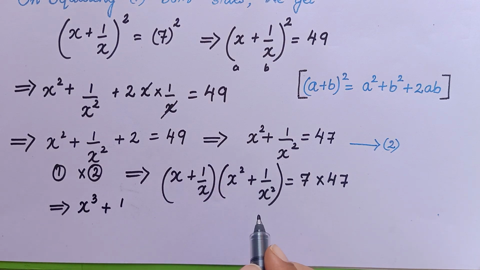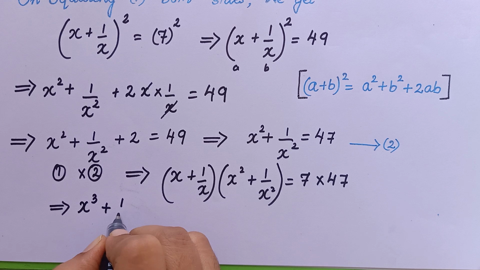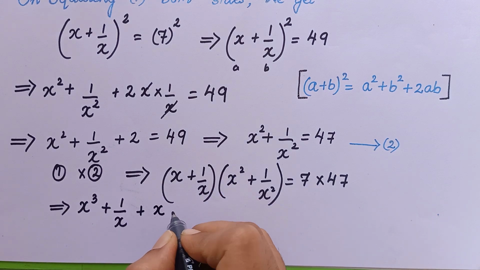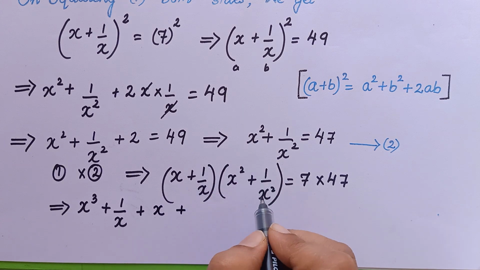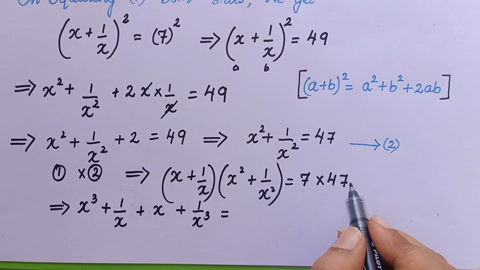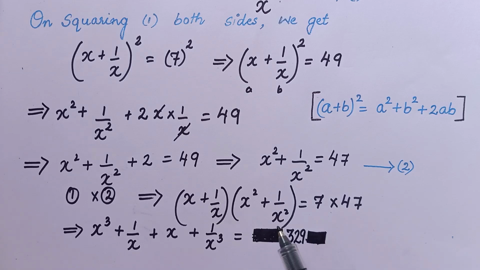x into x square is x cube, plus x into 1 by x square is 1 by x, plus 1 by x into x square is x, plus 1 by x into 1 by x square is 1 by x cube, equals 7 into 47, that is equal to 329. We need only x cube plus 1 by x cube. So what about this x plus 1 by x?